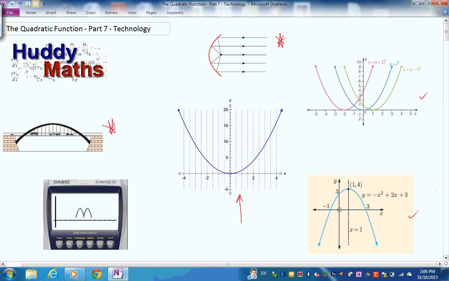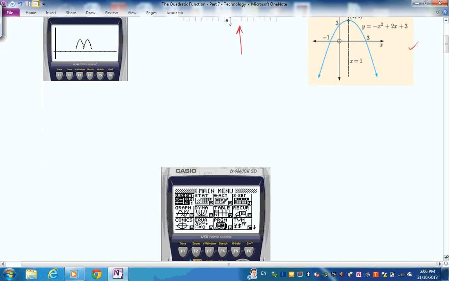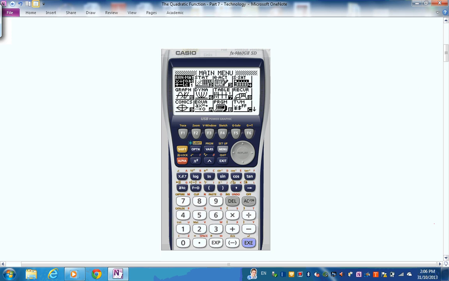Let's have a look at what the calculator will do, the Casio 9860 Plus graphics display calculator, and what we can do with it in investigating the quadratic function. So come on down and let's have a look at the menu. We're going to be working with three different areas of the calculator here. The first one is under that icon there, table, graph.